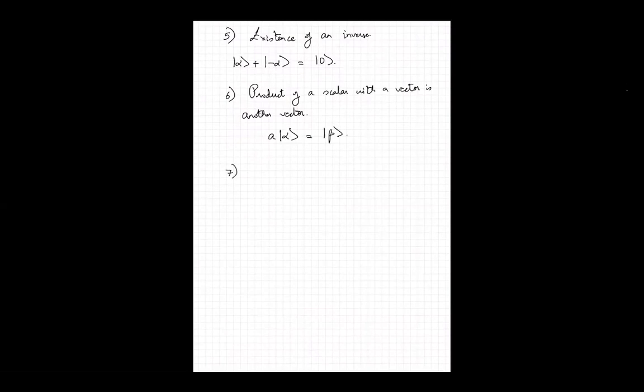If you have a vector space which doesn't follow any of these things, such a vector space cannot be thought of as a linear vector space. I'll give you examples as we go along.